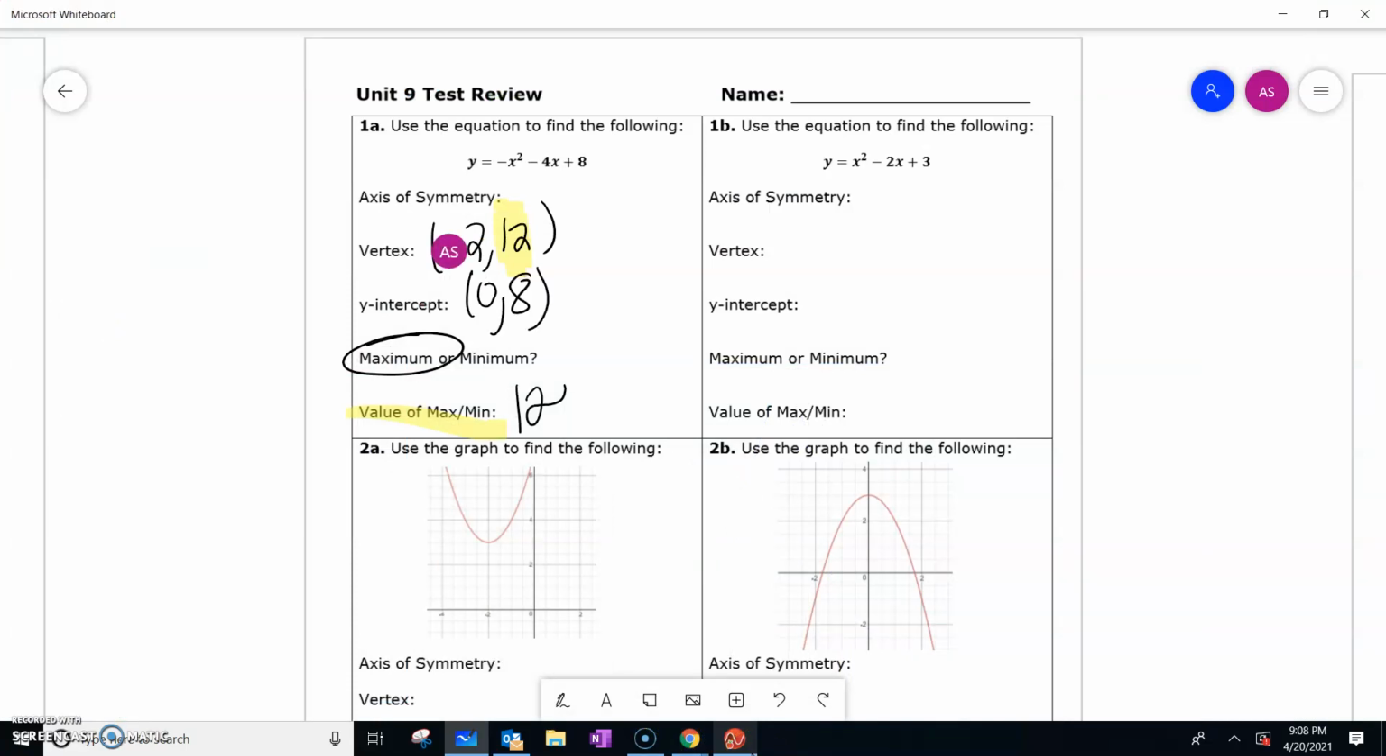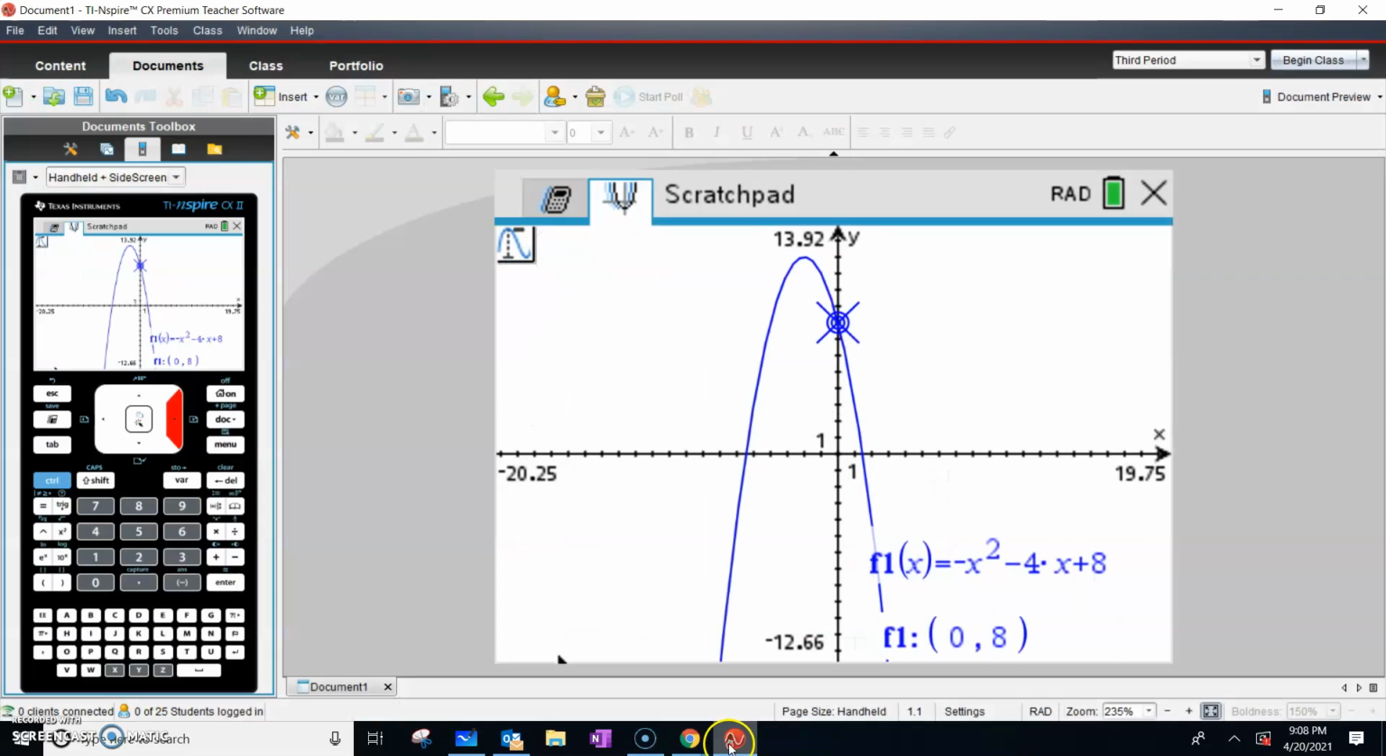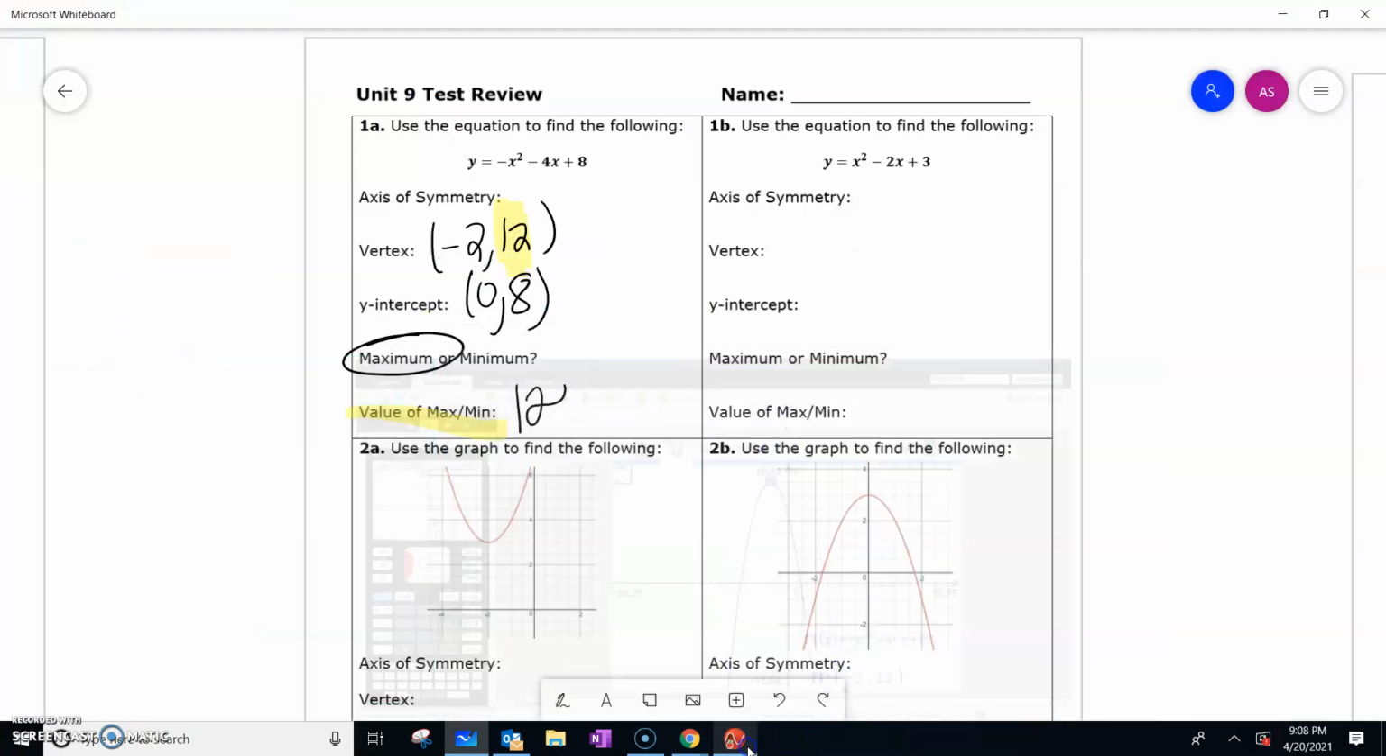Our axis of symmetry goes straight through our vertex. It's the vertical line that splits our vertex right in half. So I'm going to go back to that vertex. It's a vertical line that goes straight through negative 2, because that's the x value in my vertex. I need to make sure I write x equals negative 2. If you don't put the x equals, that's not going to count. So make sure you put x equals negative 2. Okay, and that's 1A.